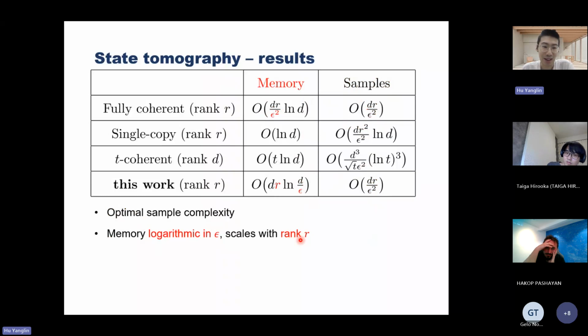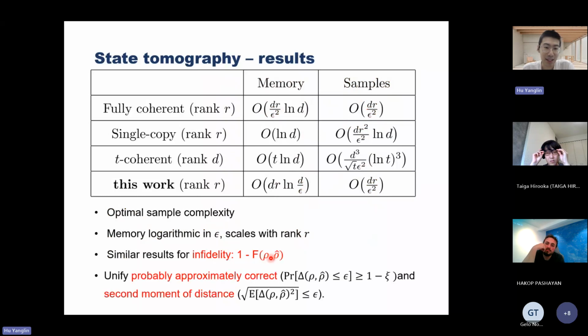So we get an optimal sample complexity, and we get a memory logarithmic in epsilon, scaling with rank r. We have a similar result if we want to do tomography in terms of infidelity, where infidelity is 1 minus the fidelity between rho and rho hat. We also show that the probably approximately correct condition is the same as the second moment of distance condition, up to a logarithm factor.